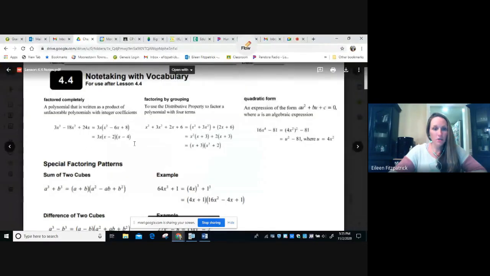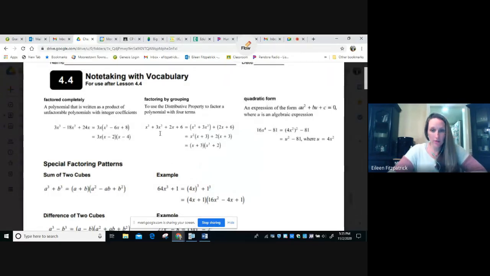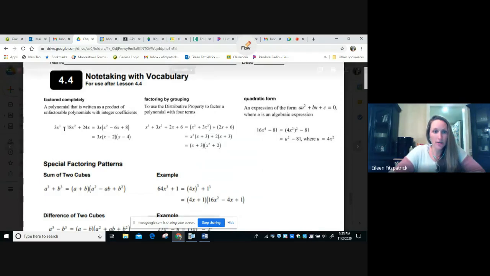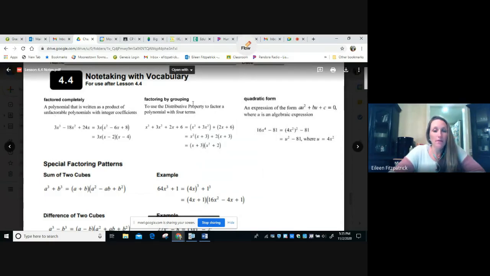Okay, so we're going to be talking about factoring, which again is a concept that you are familiar with from Algebra 1. We also factored a little bit in geometry. So we're going to be factoring by grouping. We're going to be looking at quadratic form, factored completely, different factoring patterns. So first off, factored completely.